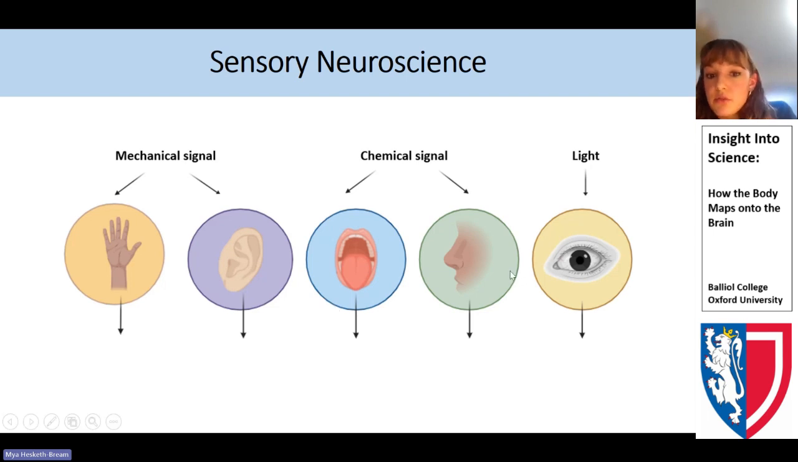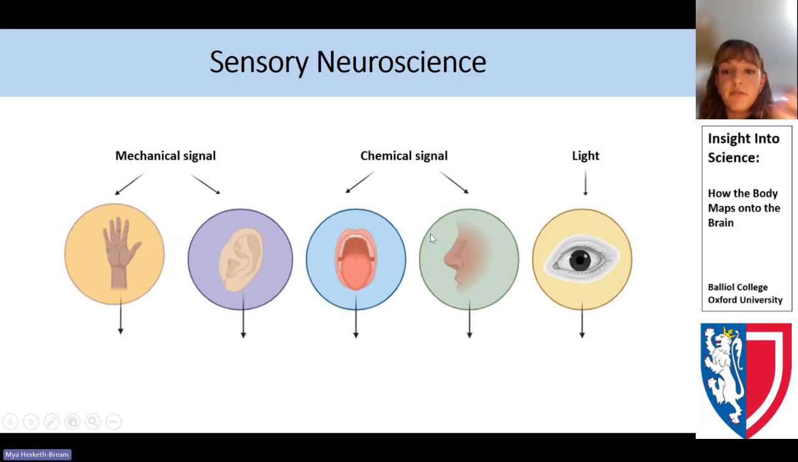We also have chemical signals. So in terms of taste, you've got taste buds on your tongue. What they do is they pick up molecules of food and then transmit that to the brain. So if you were to eat something sugary, a sugar molecule would bind to a taste bud on your tongue and transmit that as an electrical signal to that corresponding part of the cortex.